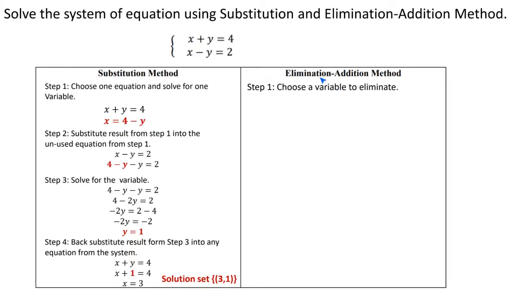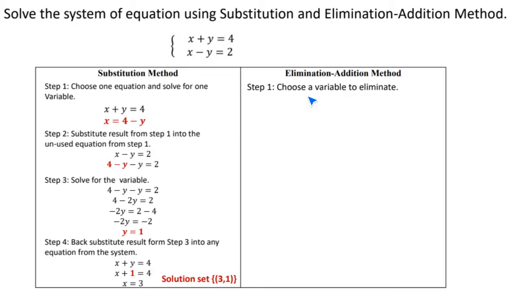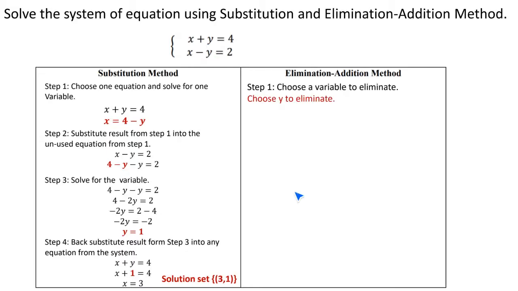The second way is to solve using the elimination addition method. So to do this, you get to choose a variable. So if you don't like the x's, you can pick the x's. If you don't like the y's, you can pick the y's. It doesn't matter which one you choose. In this example, I'm going to choose to eliminate the y's. And the reason is, notice that I have a positive y here and a negative y. And that's going to be very helpful.